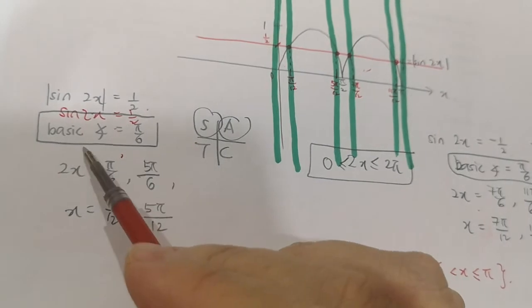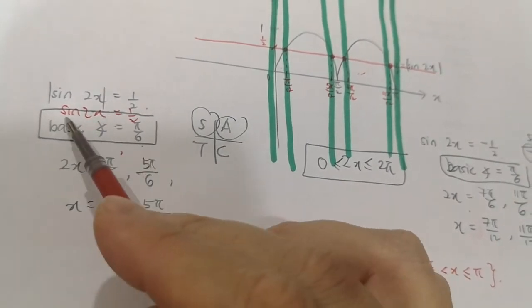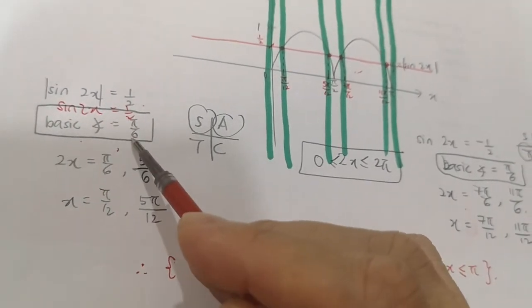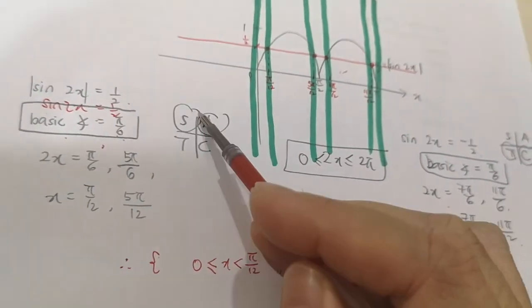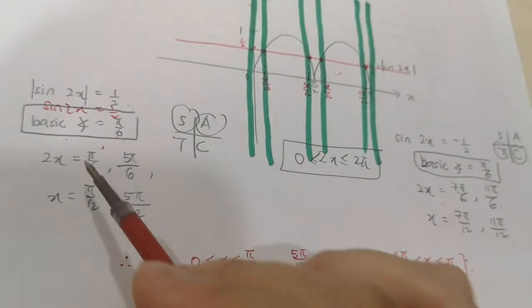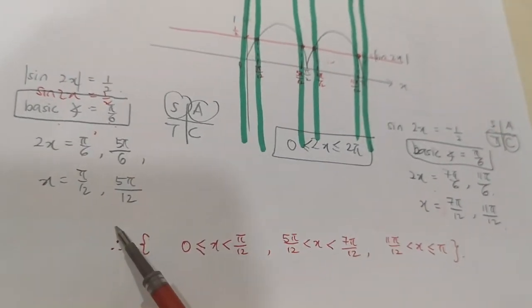Okay, so the basic angle is pi over 6. So sine is 1 over 2, so you will get pi over 6. So sine is a positive value, so I just circle A and S. Okay, so this one I do as usual already.